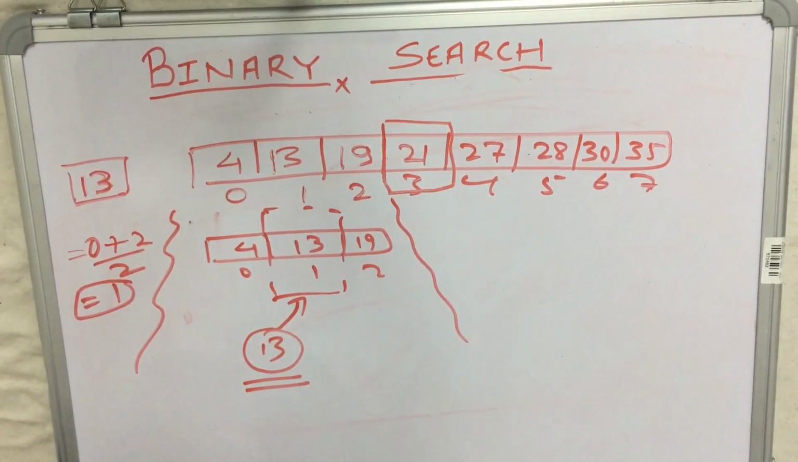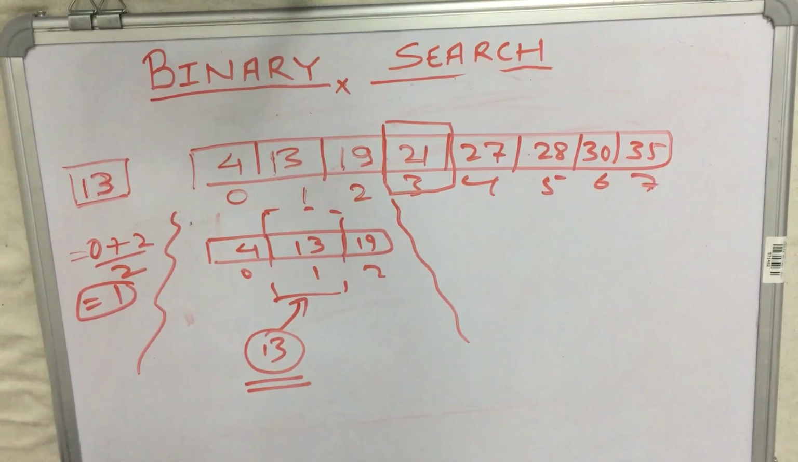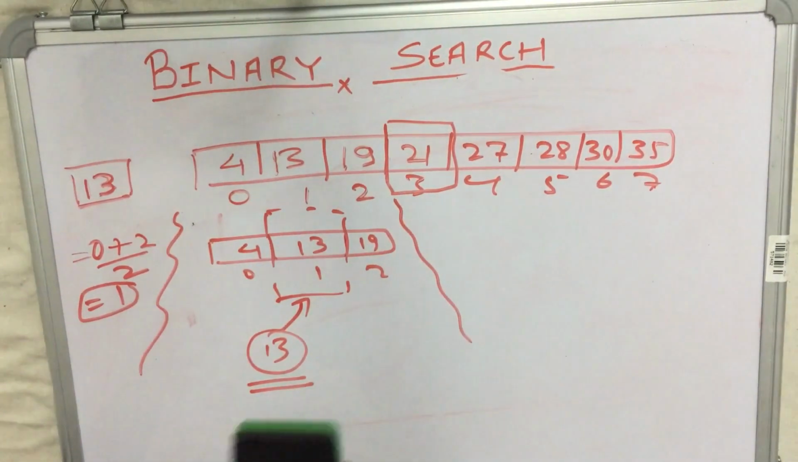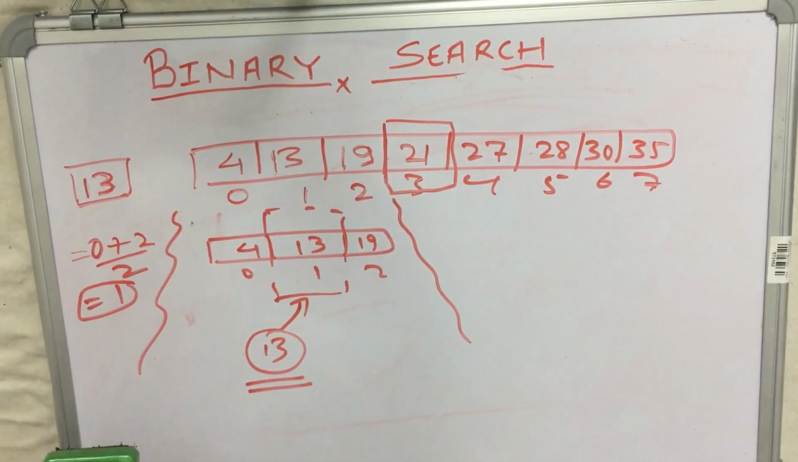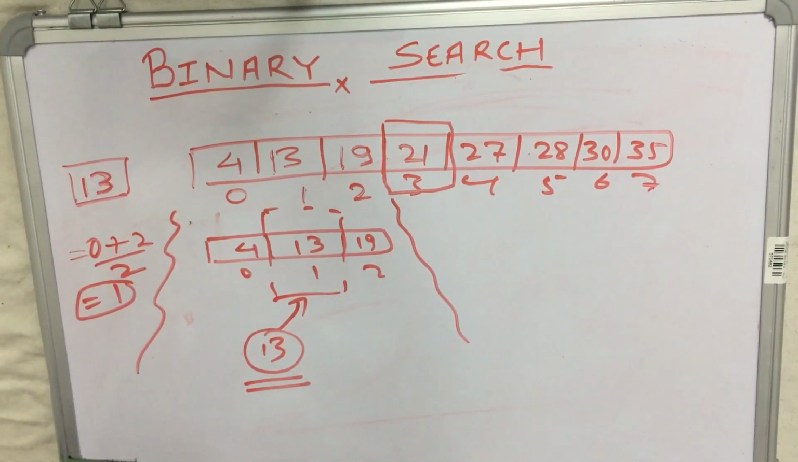It is very easy to implement and very fast to work if you are given a sorted array. You can also implement it using a binary tree. And we are going to make a separate video for binary trees in further episodes.